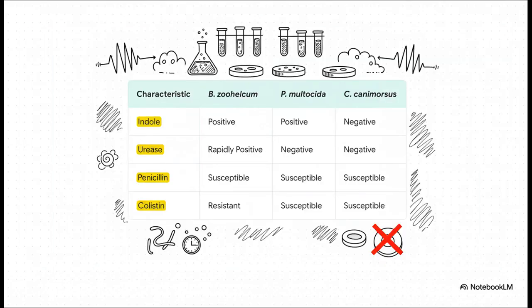And this is where we can really start to separate it from the other usual suspects in a bite wound. Look, it's Indole positive, just like Pasteurella multocida. But check out the Urease. It's rapidly positive, unlike Pasteurella or Capnocytophaga. And then you have that Colistin resistance again. That combo of a rapid Urease and Colistin resistance is your ticket to differentiation.